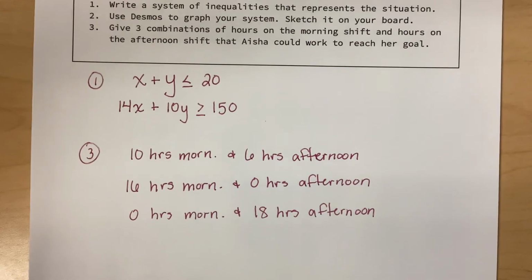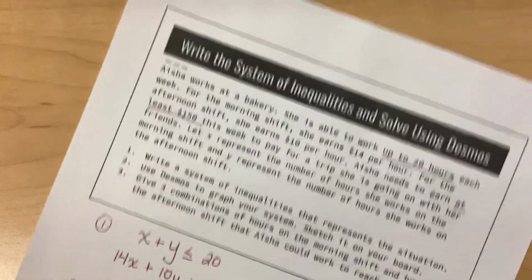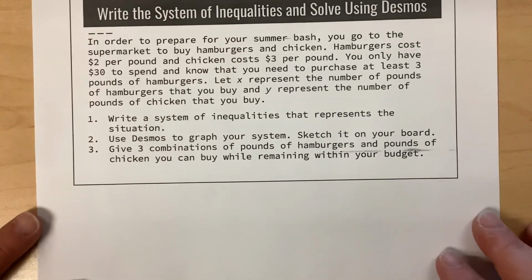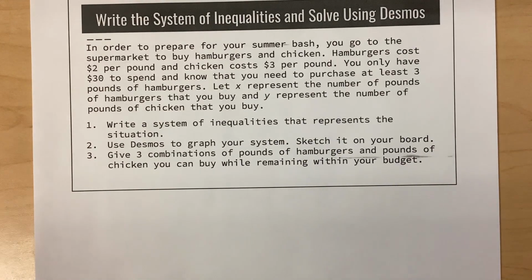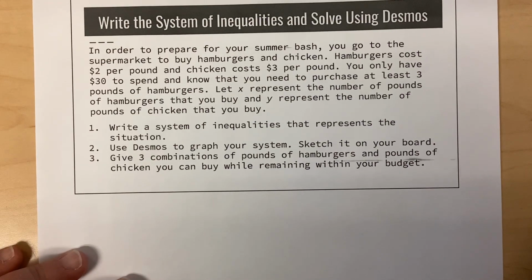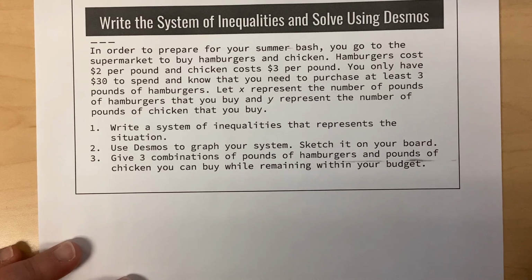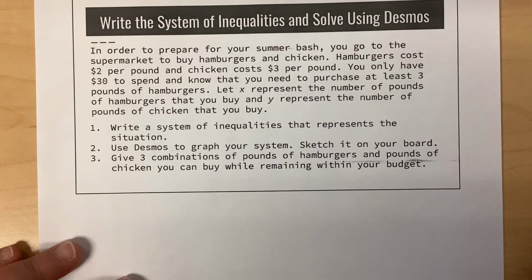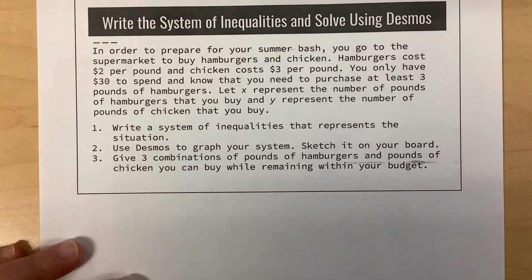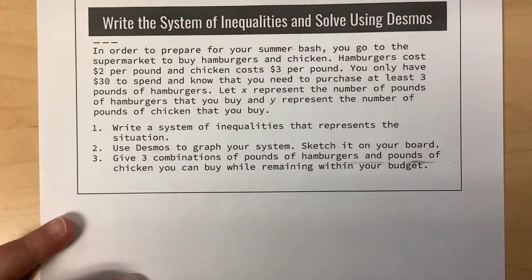Let me refocus one more time. Okay, here we go. In order to prepare for your summer bash, you go to the supermarket to buy hamburgers and chicken. Hamburgers cost $2 per pound and chicken costs $3 per pound. You only have $30 to spend and know that you need to purchase at least 3 pounds of hamburgers. Let X represent the number of pounds of hamburgers you buy, and Y represent the number of pounds of chicken that you buy. All right, same 3 questions.